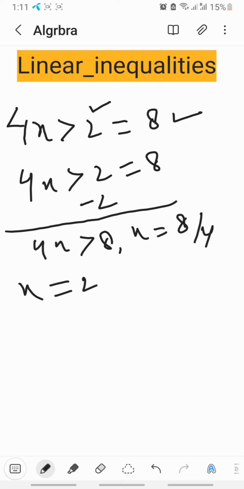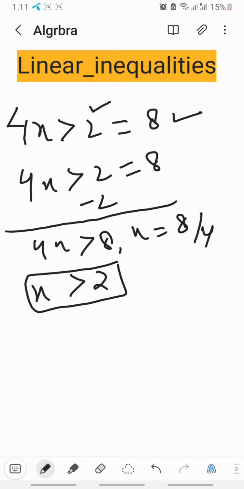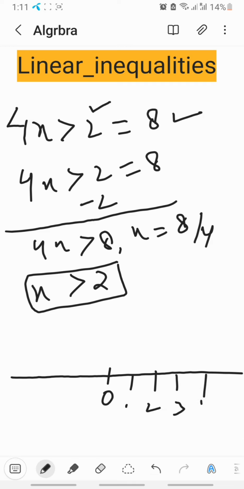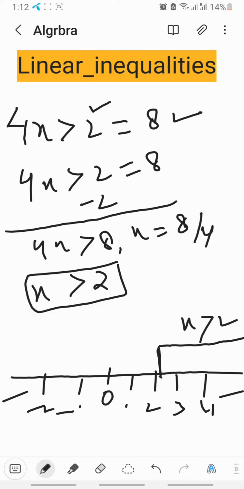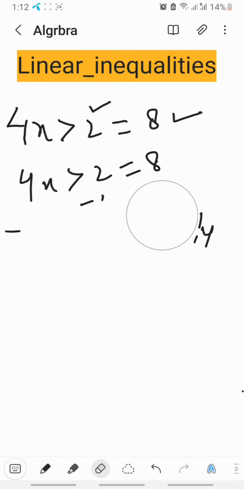X is less, I'm sorry, x is greater than 2. How will we draw x greater than 2 on the number line? Suppose this is the origin 0, 1, 2, 3, 4 and so on, negative 1, negative 2 and so on. In this inequality x > 2, we will start the number line from 2. Hope you will understand this. We will move toward the next question.